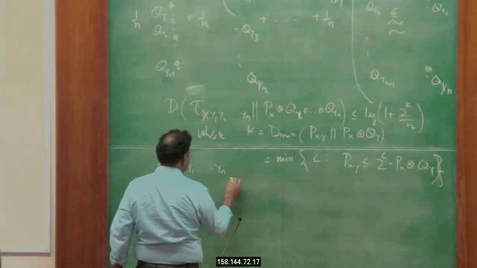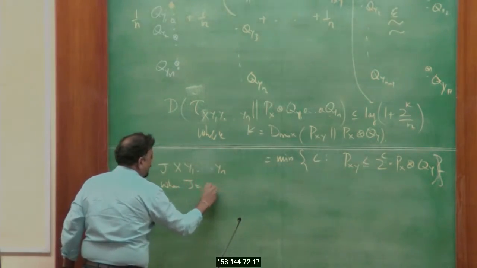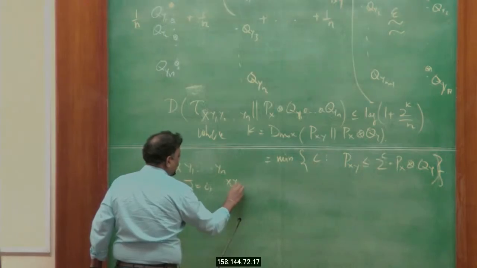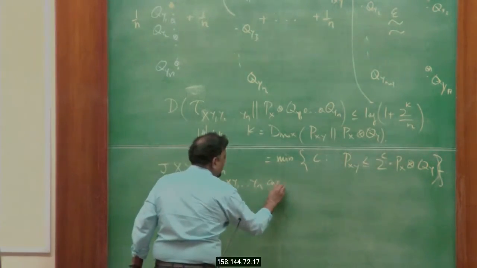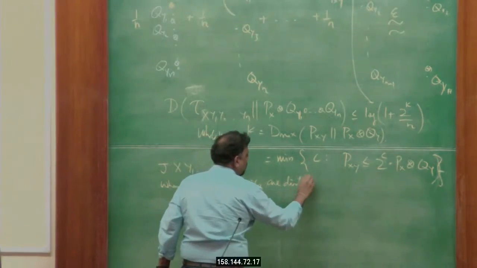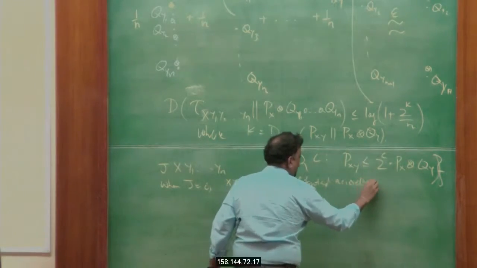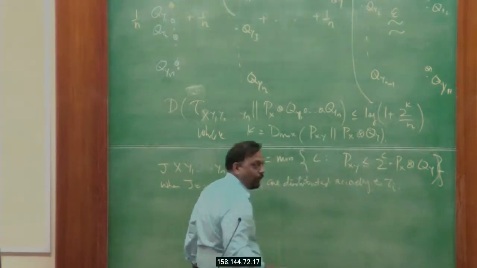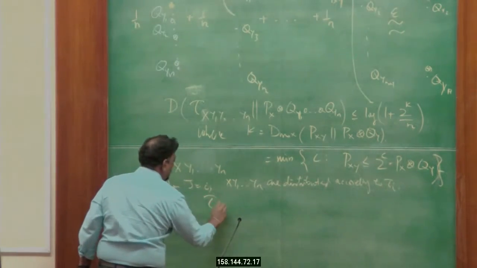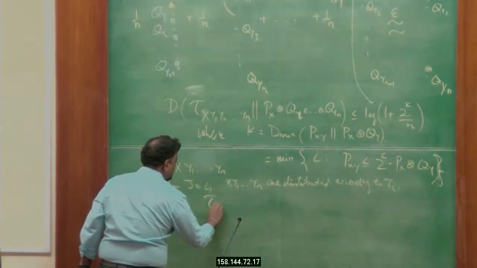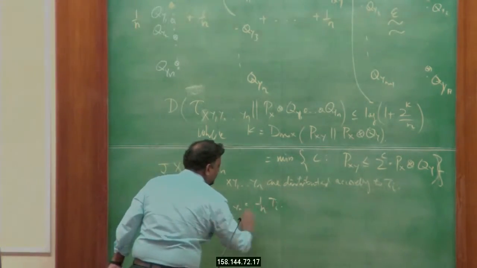In such a way that when j equals i, then x, y1 up to yn are distributed according to the ith component, tau i. And as here, the tau x, y1 to yn is a convex mixture of tau i's.